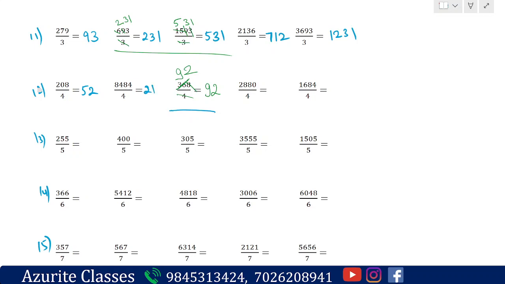Good. Good. 421. Very good. That is correct. Okay. So explain these two questions.